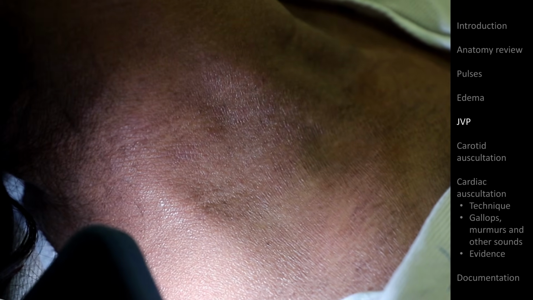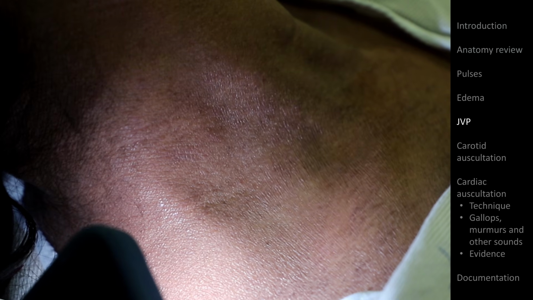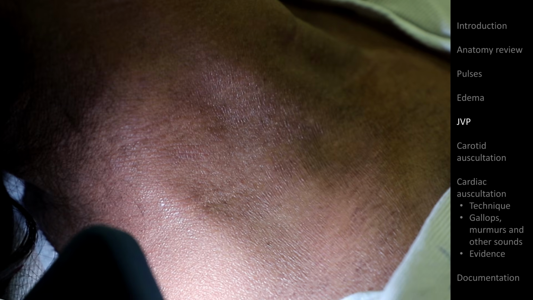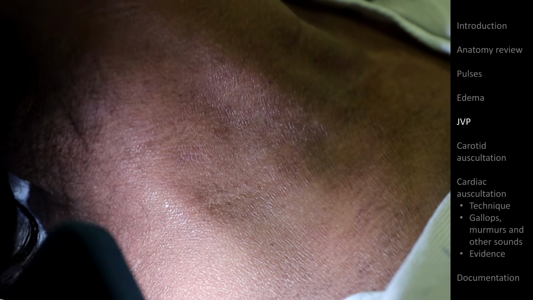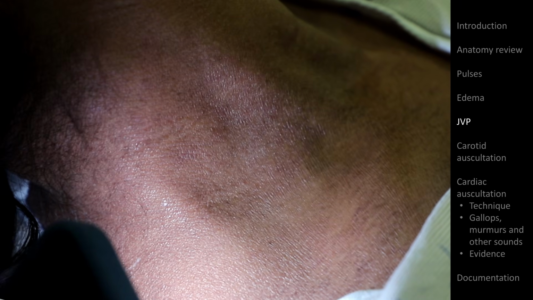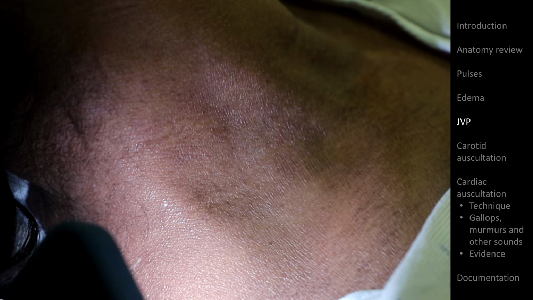The internal jugular vein lies deep to the sternocleidomastoid muscle, and unlike the external jugular vein, cannot be directly seen. However, the pulsations from the vein are transmitted through the muscle to the overlying skin. The JVP is then typically measured at the highest point of oscillation through the respiratory and cardiac cycles.